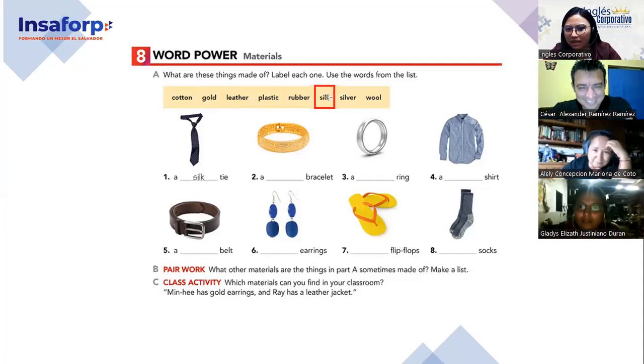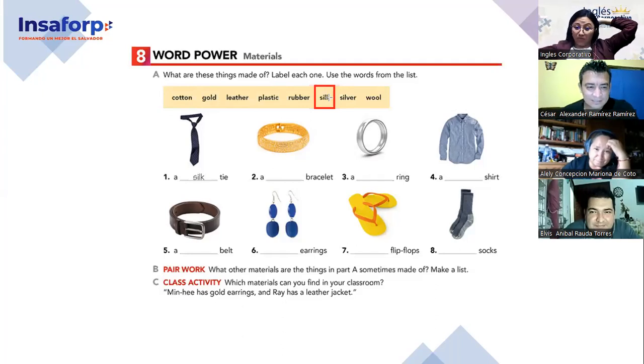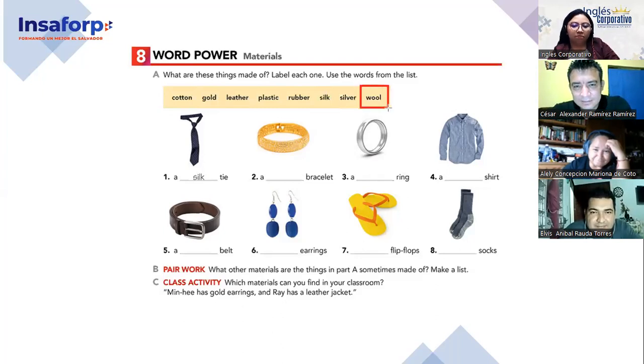Silk. What is the meaning of silk? Seda. Muy bien. Silver. Seda. Plata. And the last one, wool. Lana. Lana. Muy bien.